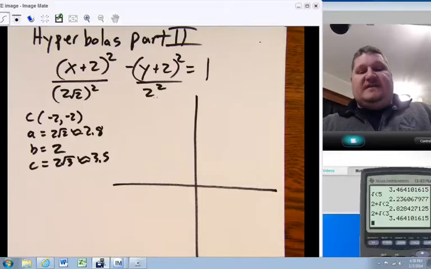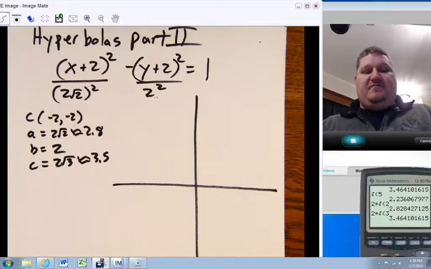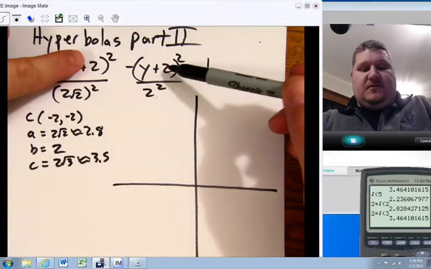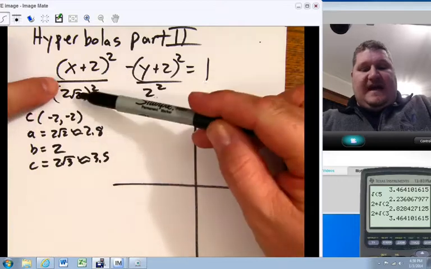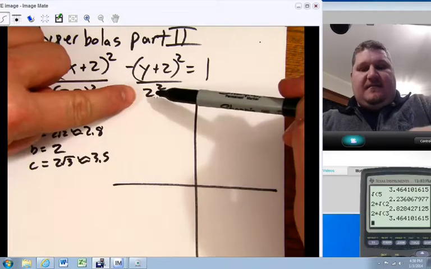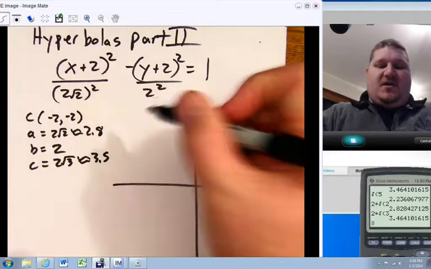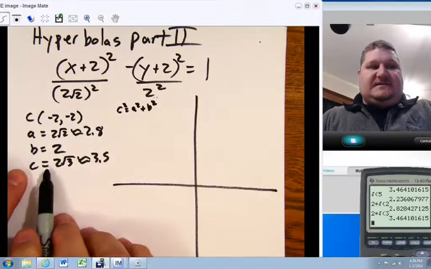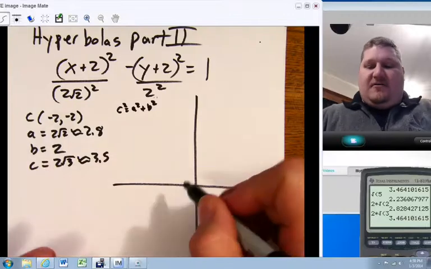Okay, let's go ahead and graph what we put together in part 1. Just as a reminder, here's our equation. We found the center, we found A and B, and then we put it together with c squared equals a squared plus b squared to find C. Now we're ready to graph.